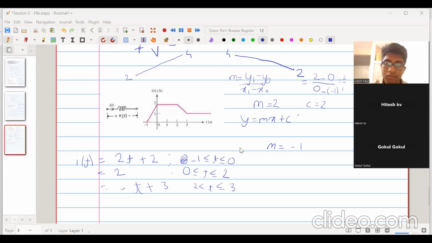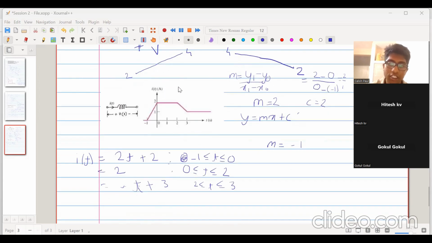So we have to know what is the equation between time t equal to 2 to time t equal to 3 seconds. If you just consider this line, if I extrapolate it like this, if I take it over here, where will it intercept? Can anyone tell me?